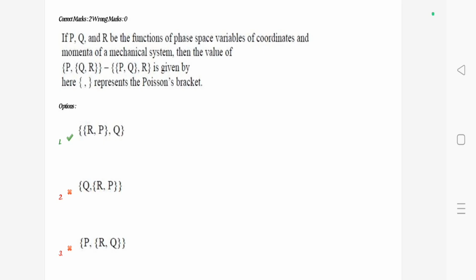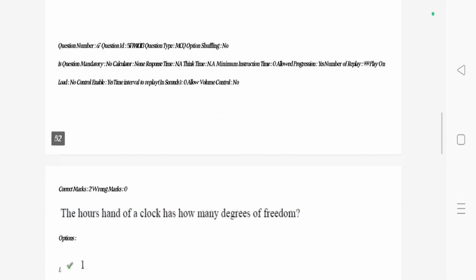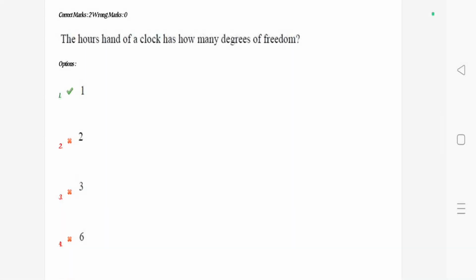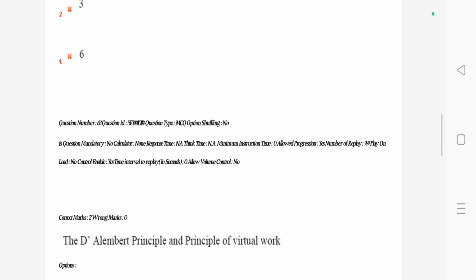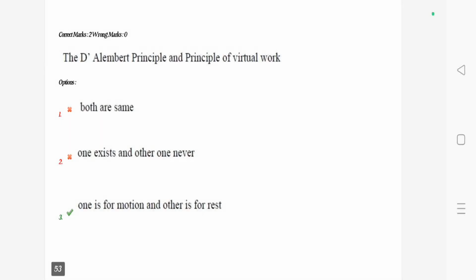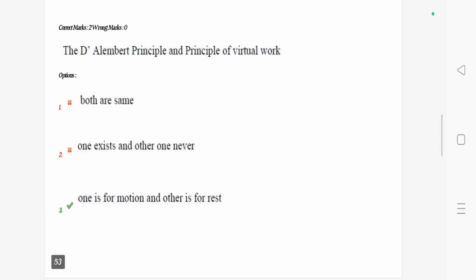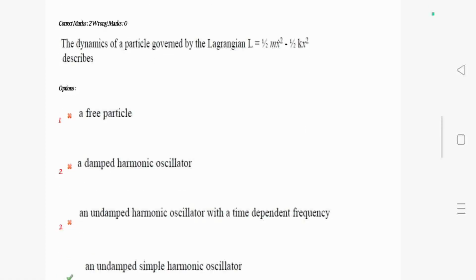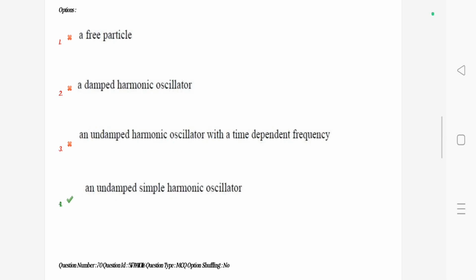the bracket here r, p, q. 67th question. The hour hand of clock has how many degrees of freedom? 1. The D'Alembert principle and principle of virtual work. One is for motion, other is for rest. The dynamics of particle governed by Lagrangian L equal to half m x dot square minus half k x square describes an undamped simple harmonic oscillator.